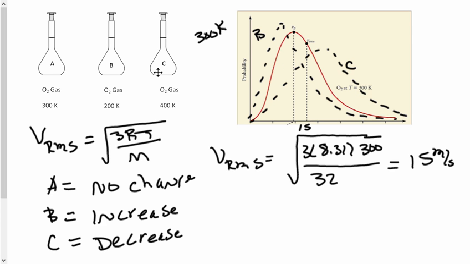And in our next unit, we will take a look at how the entropy changes for each of the flasks. You can probably guess that the entropy for A would have no change. The entropy for B will be increased, and the entropy for C will decrease. And if you're guessing that right now, you would be correct, because entropy is disorder, and disorder is temperature dependent.